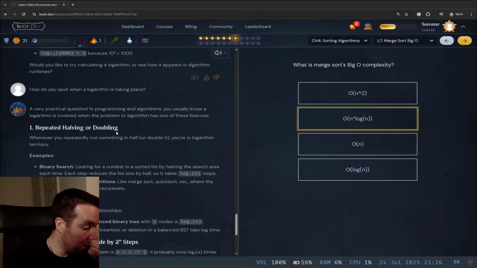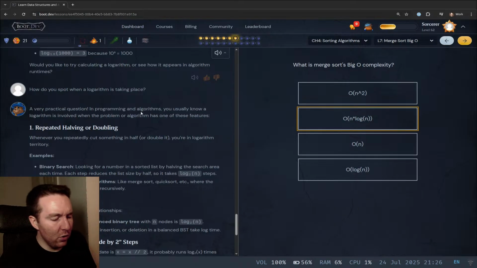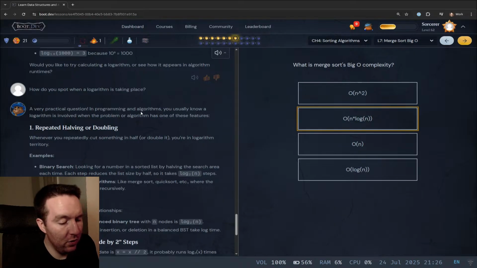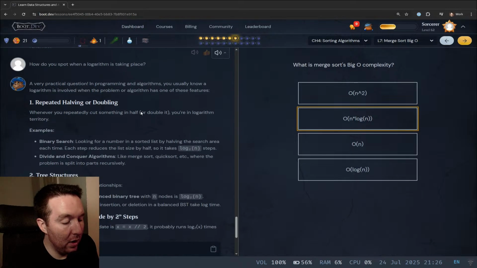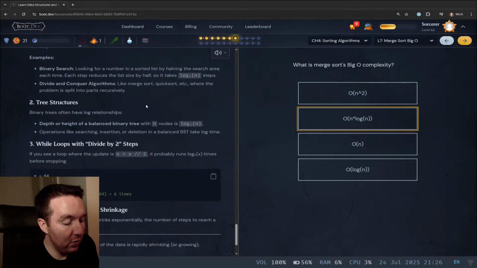In programming algorithms, you usually know a logarithm is involved when the problem or algorithm has one of these features: repeated halving or doubling. Whenever you repeatedly cut something in half or double it, you're in logarithm territory. Examples: binary search, divide and conquer algorithms, tree structures. Binary trees often have log relationships. The depth or height of a balanced tree with n nodes is log 2 n. Operations like searching, insertion, or deletion in a balanced BST take log time.